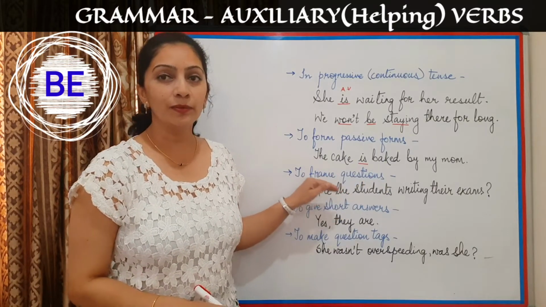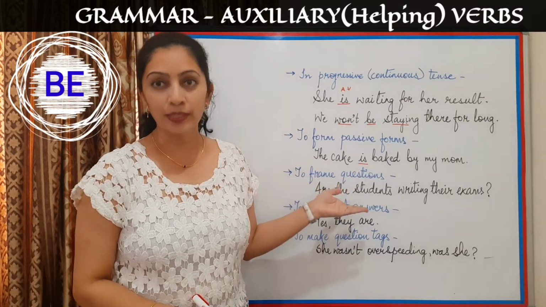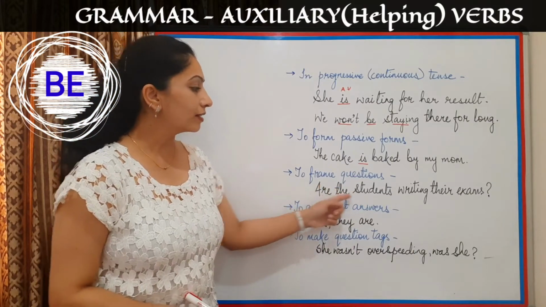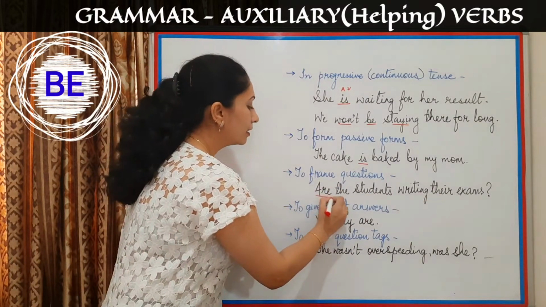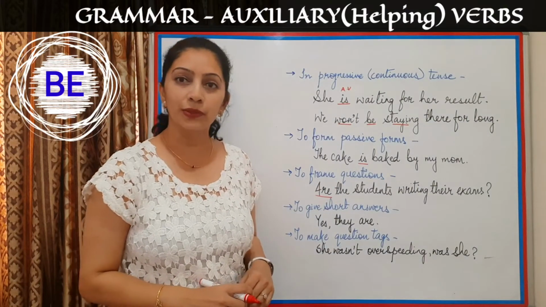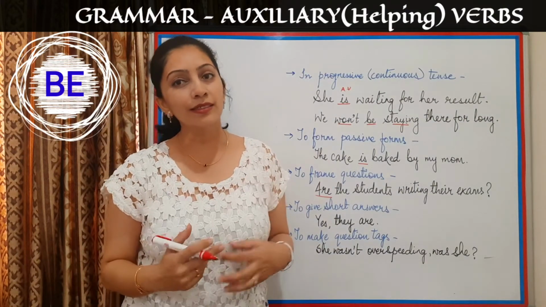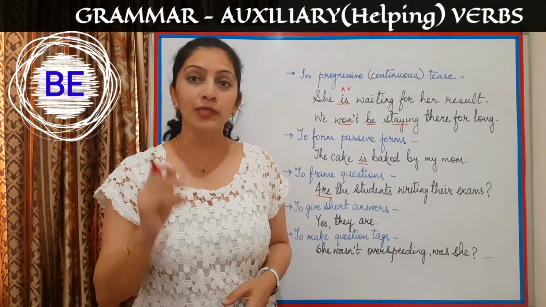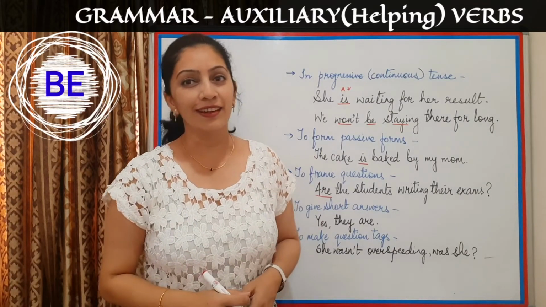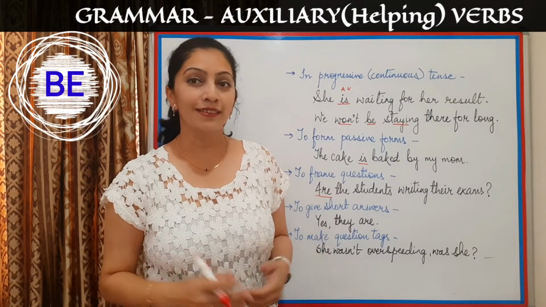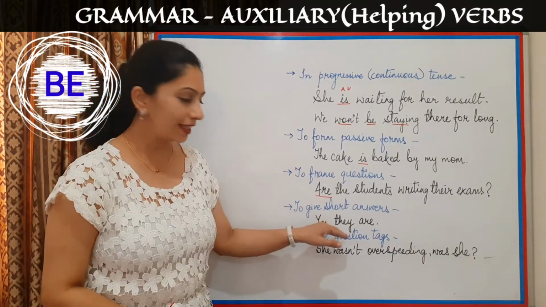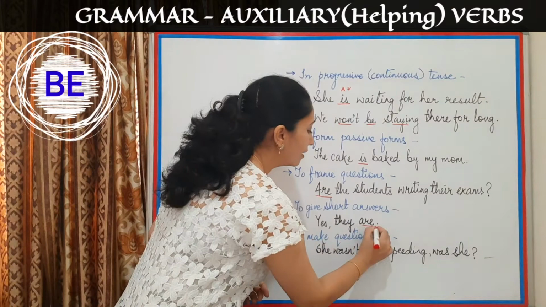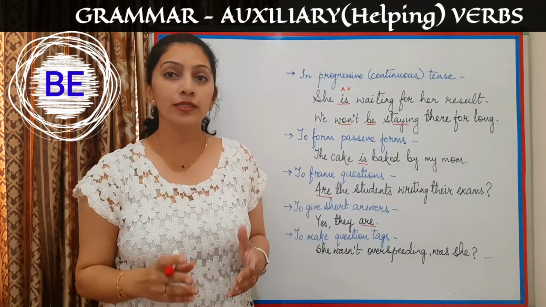Now auxiliary verb be can also be used to ask questions like, are the students writing their exams? So here are is the auxiliary verb which is used. But to answer the questions, we may sometimes use shortcuts in our answers. And what do we say? Yes, they are. So if we answer like this, yes, they are, then here are again becomes an auxiliary verb.